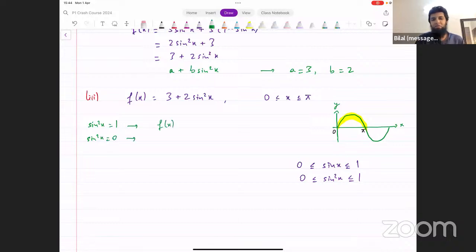You can input sine x equal to 1 or sine square x equal to 1. Both of them will give you the same result. It doesn't make any difference, because the square of 1 is also 1, the square of 0 is also 0.